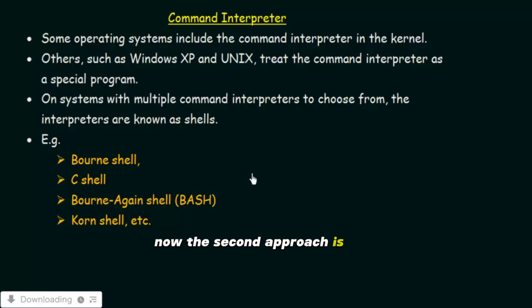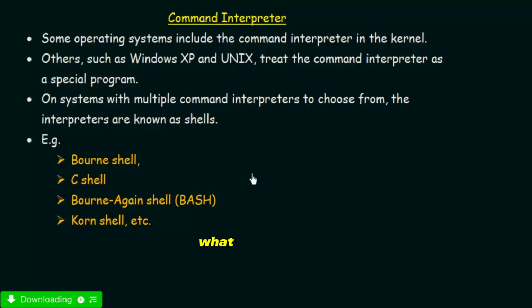Now the second approach is that the command interpreter itself does not contain any code, but the code is written in certain programs. There are certain programs which are responsible for performing certain tasks, and the command interpreter just calls the program based on the command that you enter. So the command interpreter itself does not know how to execute the command that you enter.